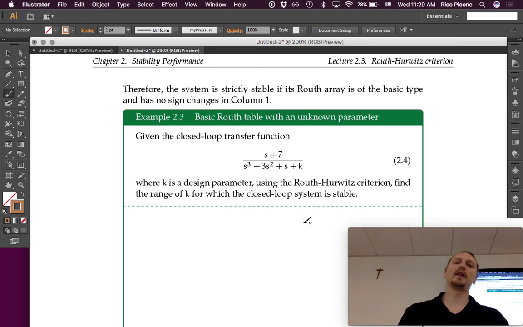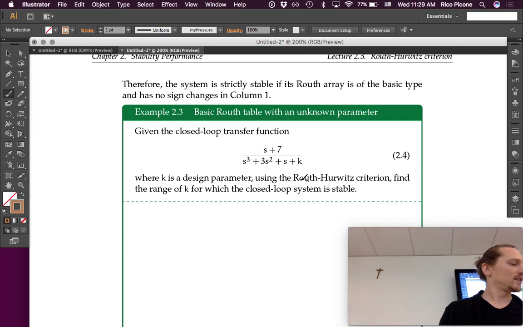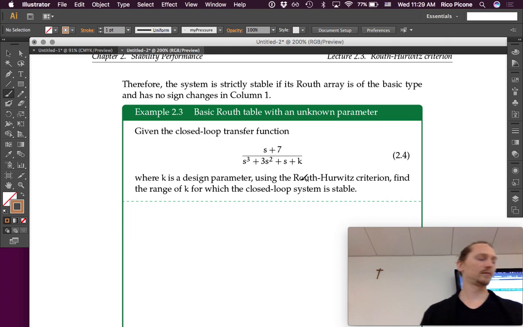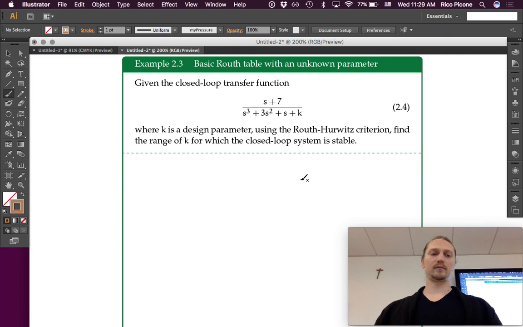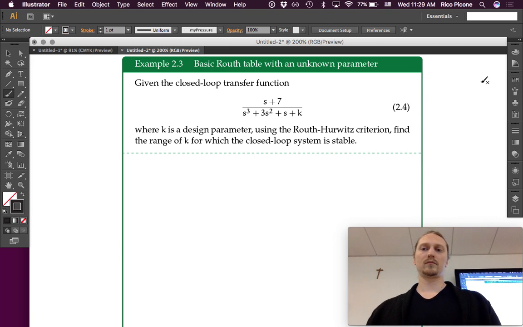Use the Routh-Hurwitz criterion to determine the range over which this system represented by this transfer function is stable in terms of the gain, or in terms of the parameter k. So let's proceed as you expect. So what's our first step? Let's build the Routh table.